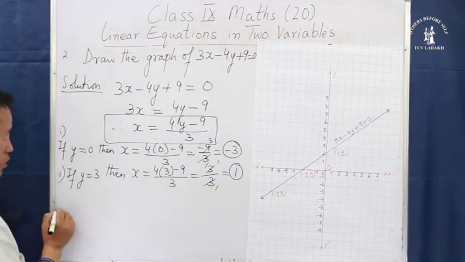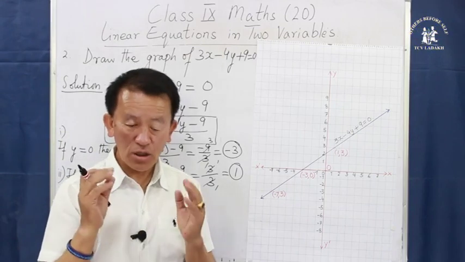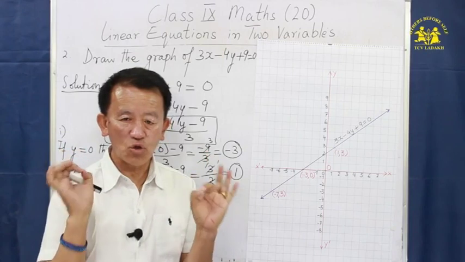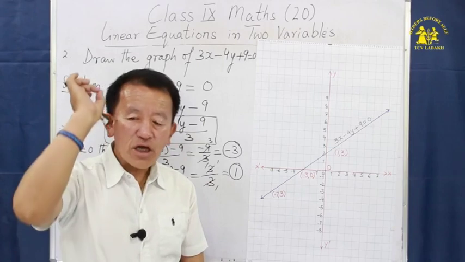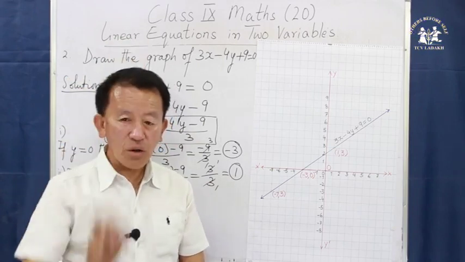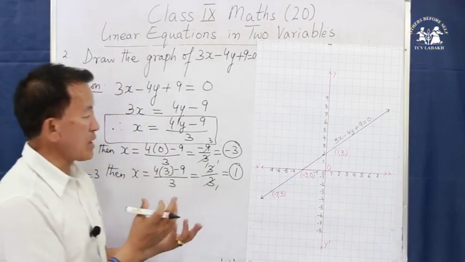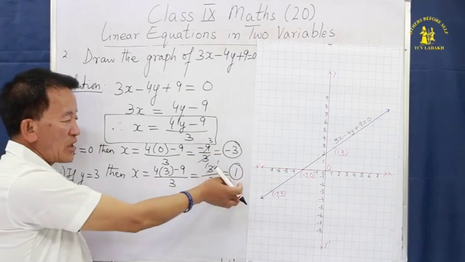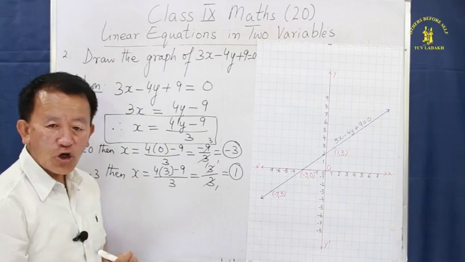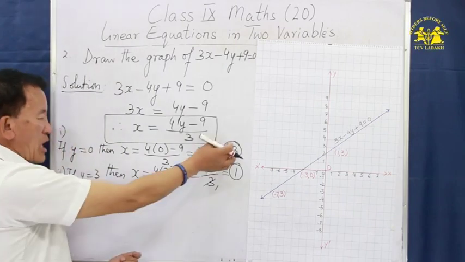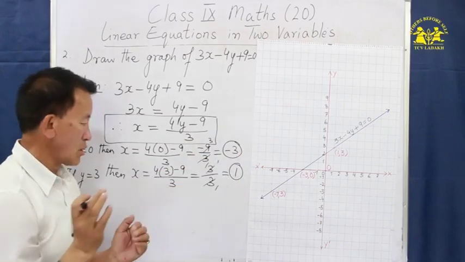Okay. Now, in order to draw a given line, we need a minimum of 2 points. If we have only 1 point, we know that through 1 point we can draw countless lines, so that will not serve the purpose. So the minimum is 2 points. Normally we take 3 points, to ensure whether the solutions we got in the earlier two cases are correct or not. Okay?